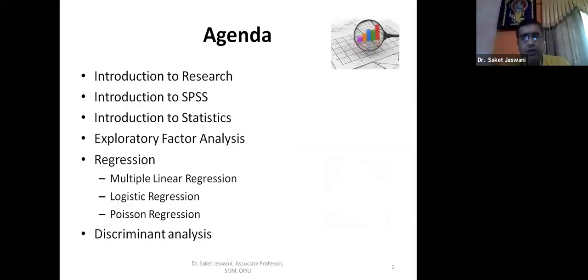Introduction to research, introduction to SPSS, then introduction to statistics. I will not be covering much about the statistics. I will be directly skipping forward to exploratory factor analysis, various types of regressions, and then discriminant analysis. There are various tests that can be done in SPSS, but due to time constraints, I will not be able to cover all the tests, right? So these are the few important tests which we decided to cover in today's session, and I will be covering only these. Later on, if you have any problem in any type of test, you can contact me.